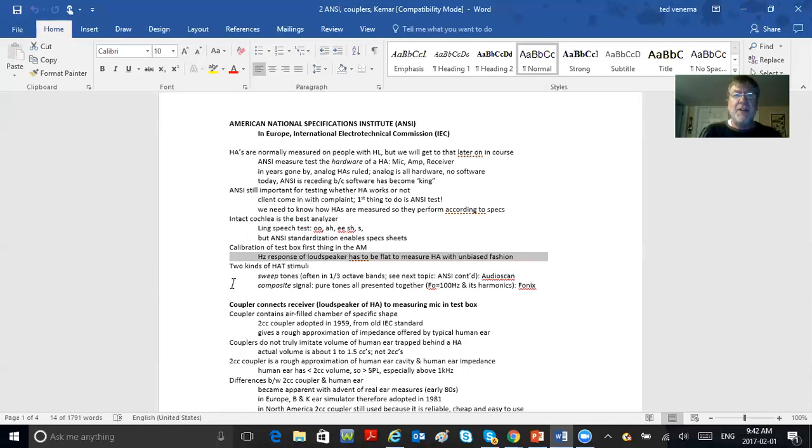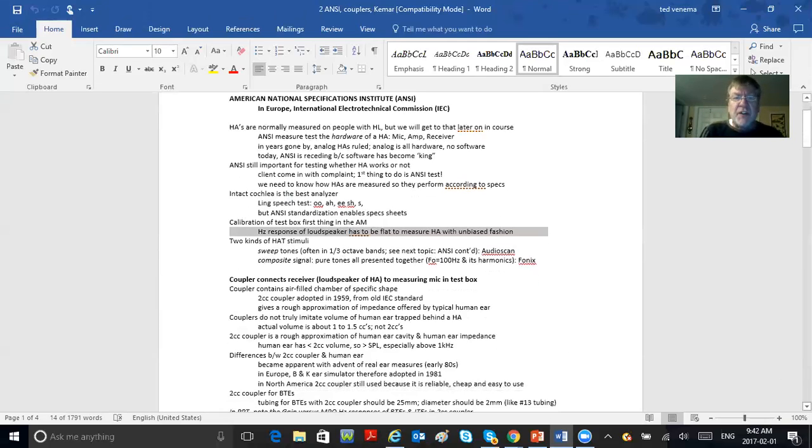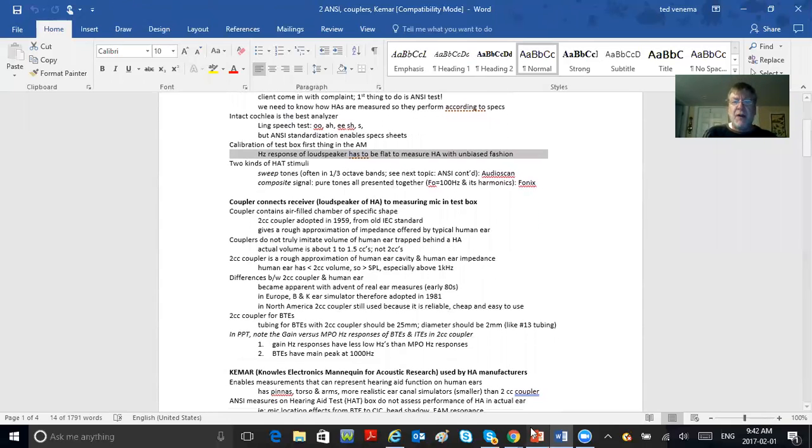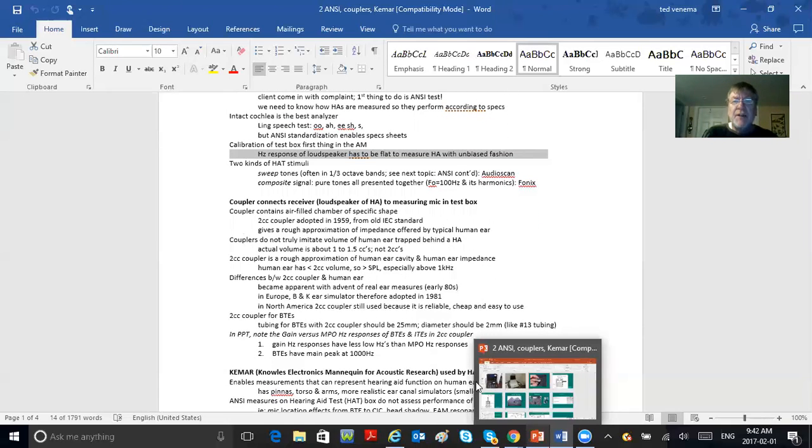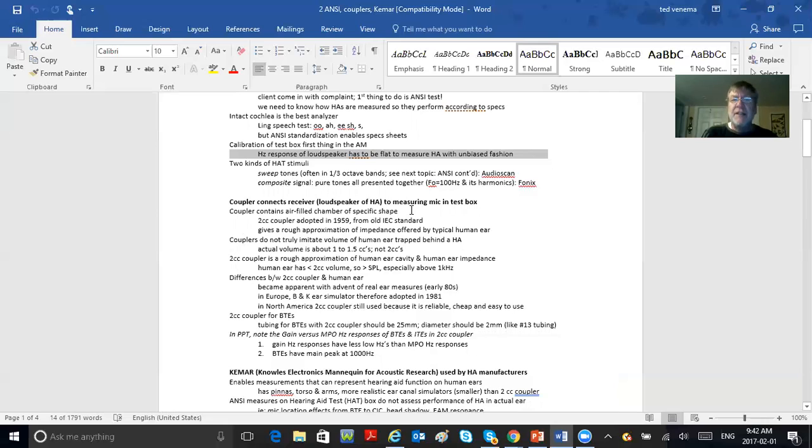We'll look at that. There's two kinds of that. Don't worry about hearing aid stimuli. Okay, so the coupler connects the loudspeaker of the hearing aid to the measuring mic in the test box. And read with me and then I'll show you the pictures, okay?